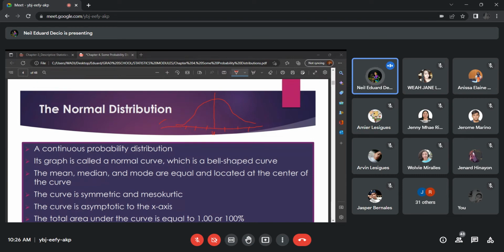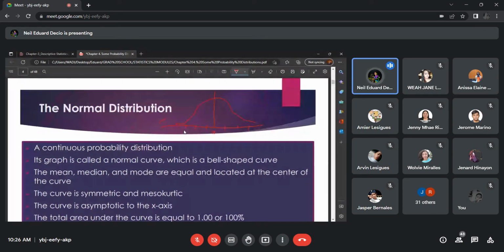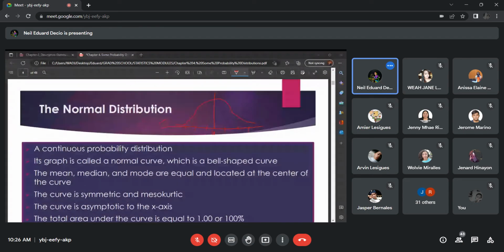Pag sinabi nating symmetric, the curve is being divided by that line sa gitna. Symmetric meaning magkaparehas si left and right side. Mirror image siya, no? So the left side of this distribution is mirror image of the right side.